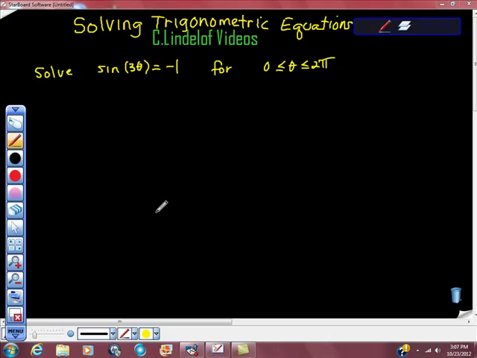The first thing I'm going to do is look at my unit circle and see when this is true. So it starts off pretty easy. So this is the way I'm kind of looking at this now. I'm saying, when is sine of x equal to -1? And let x equal 3 theta.